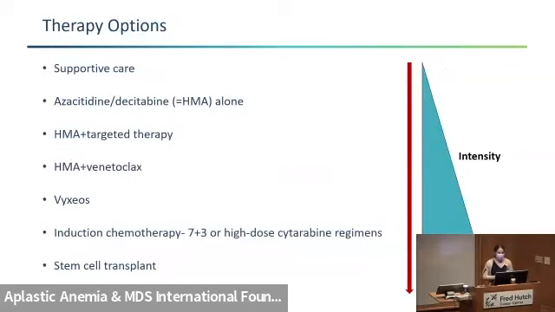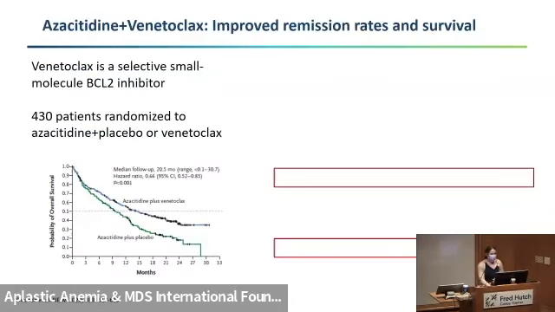So what are our therapy options for MDS when it transforms to AML? Again, we can use HMAs alone, targeted therapy, venetoclax. I'm going to talk about a drug called Vyxeos, induction chemotherapy, and stem cell transplant, going sort of from lowest to highest intensity. How do we choose? We've been talking a lot about shared decision-making. This is a shared decision-making situation. It depends on the age and health of the patient, the comorbidities, the goals of the patient, and sort of transplant options.